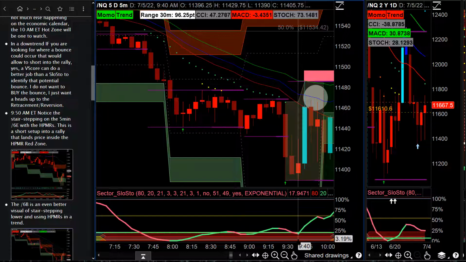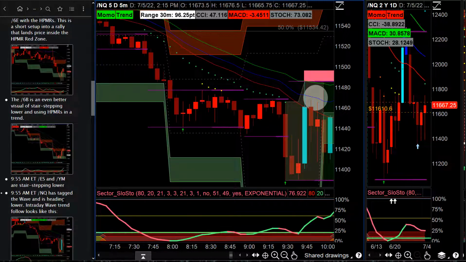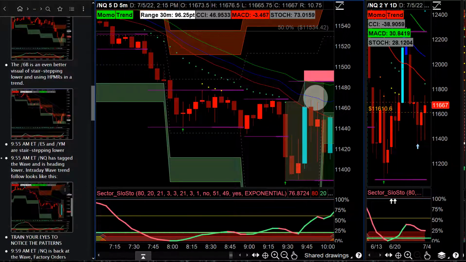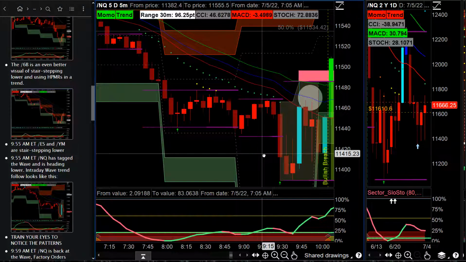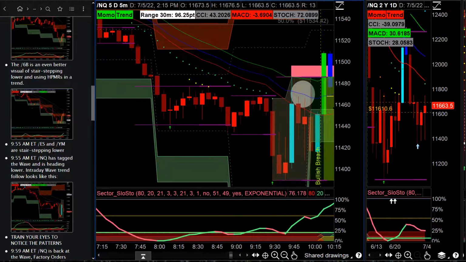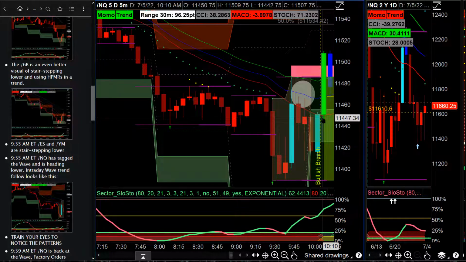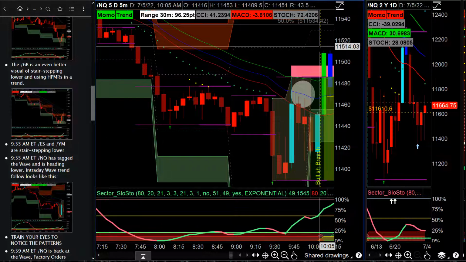We play probabilities and not certainties, gang, and this is just the way these things go. It tagged the wave, right? You see I've noted that, put a little image in there. Then what happened? Did it hit 11,403? Nope, it just shot up. Now, we had a 10 o'clock hot zone, the factory orders, which is a pretty low impact number. You've got to know the day trading clock, and off it went.